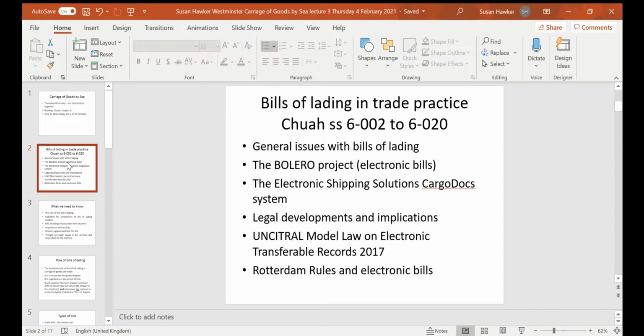But the world has changed, as the world always does. And we now have the electronic cargo dock system, and things have moved on. And so much so that we even have statutory regulation now, as you'll see from Jason's book.